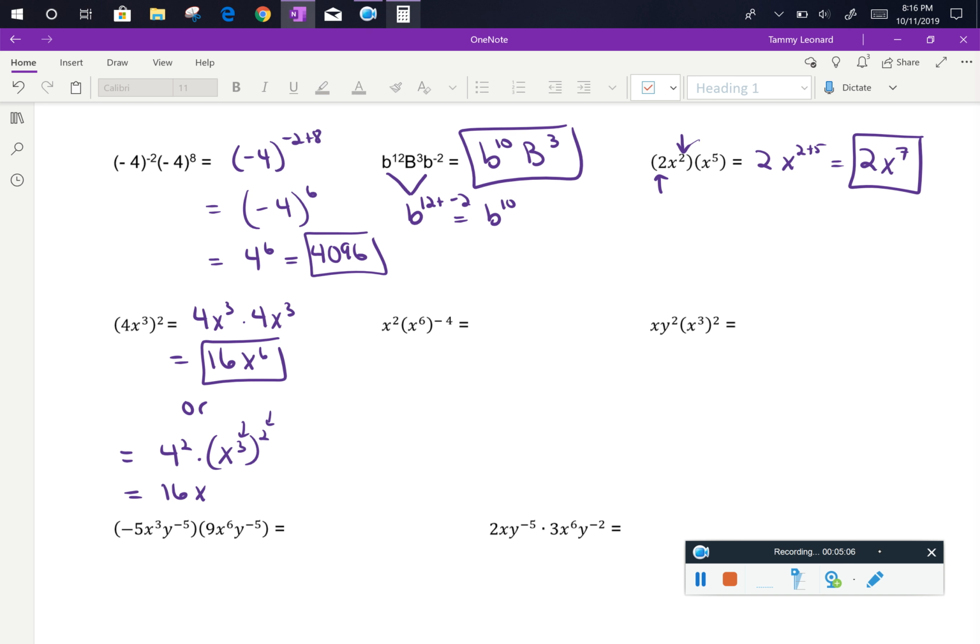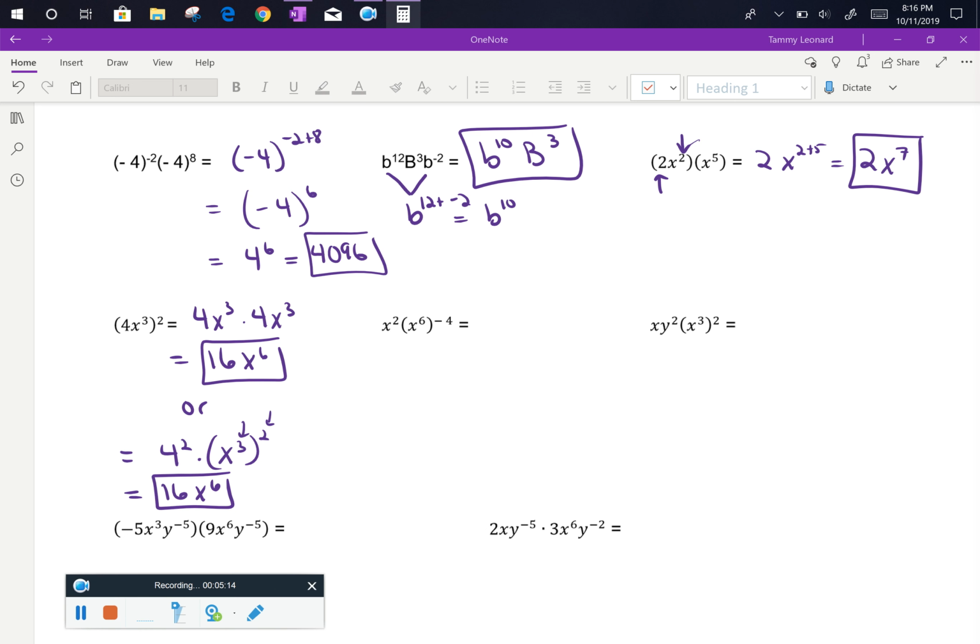So this is 16x to the 6th. Whether you find it the first way or find it the second way, it's okay, but you do need to be aware of all the laws of exponents.